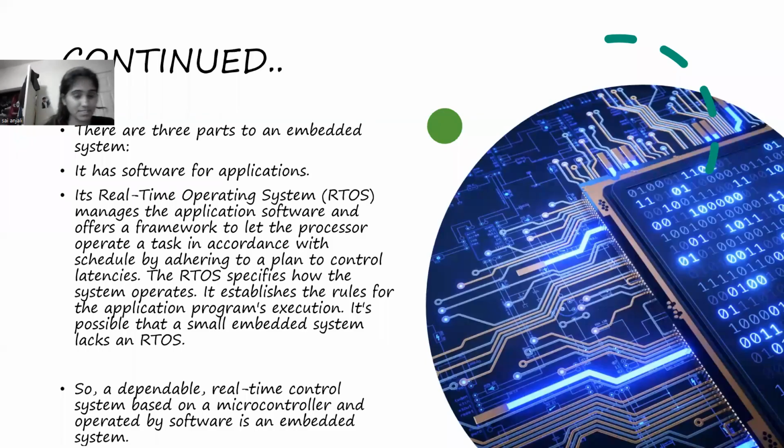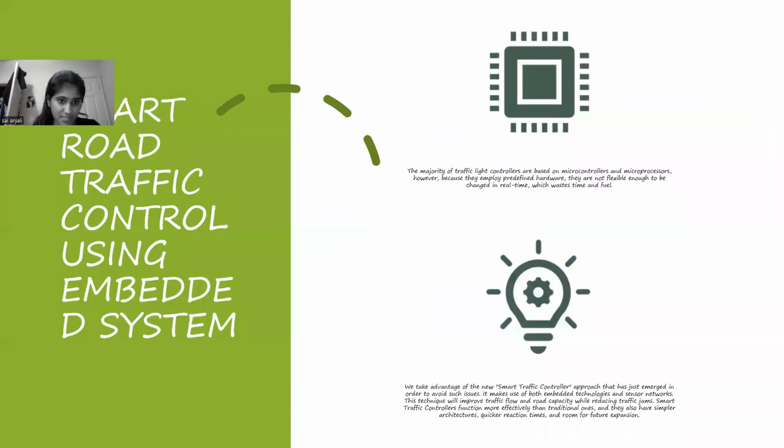So basically, the embedded system can be divided into three parts. It has hardware components, software components, and real time operating system components. The real time operating system manages the application software and offers a framework to let the processor operate a particular task in accordance with schedule by adhering to a plan to control the latencies caused in the system. So, a dependable real time control system based on a microcontroller and operated by software is an embedded system.